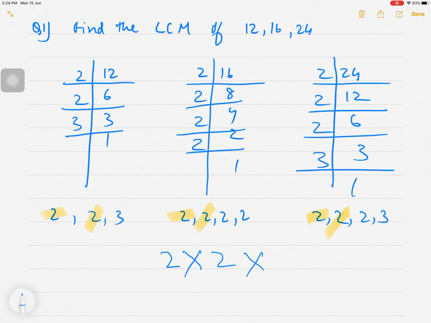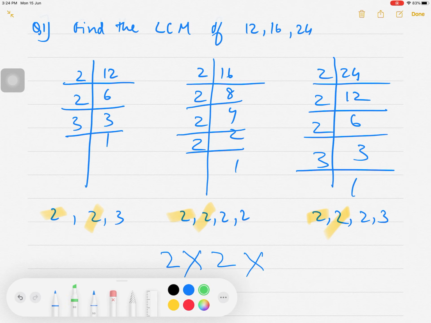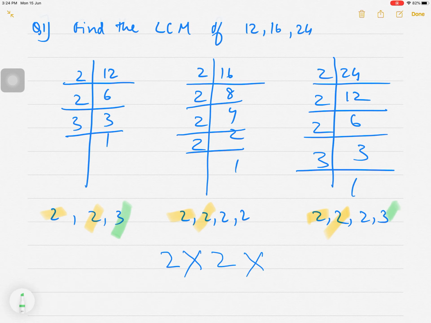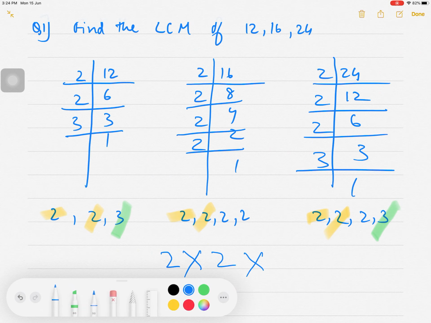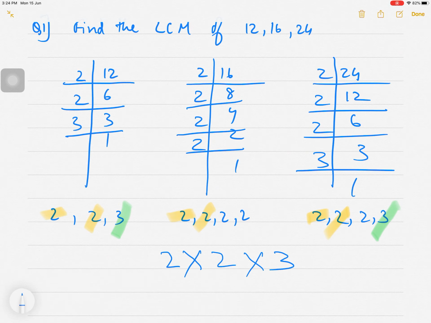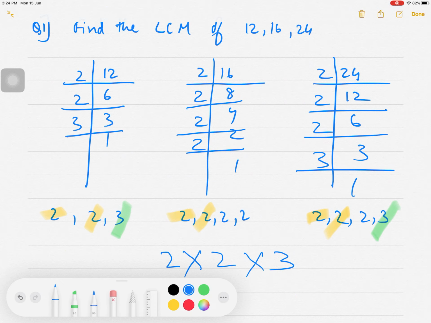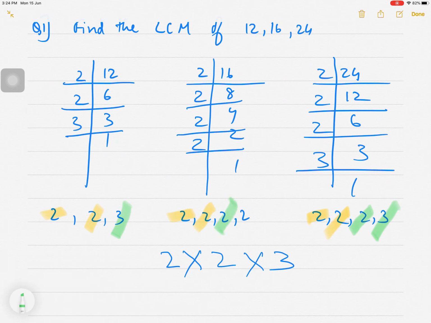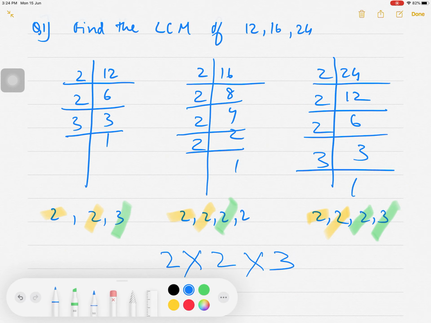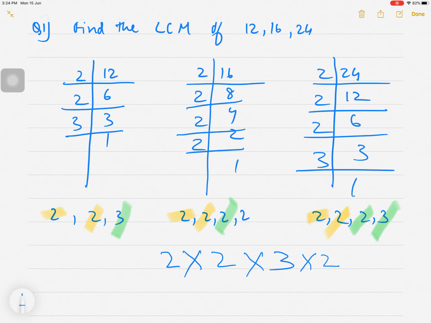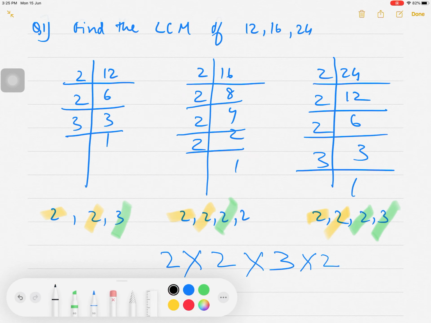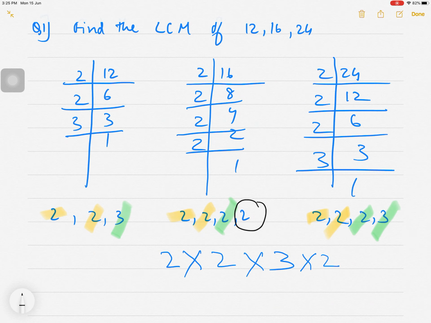Okay. Now all the numbers are not common, but there are numbers which are common between two numbers. Right? For example, 3 is common between 12 and 24. Correct? So I'll write 3. Okay. Then 2 and 2 is common between 16 and 24. So I will write that. Okay. And then finally I will write the uncommon number, which is 2.